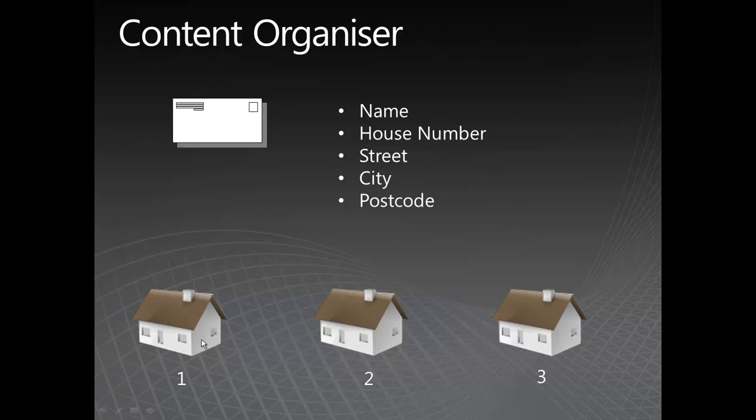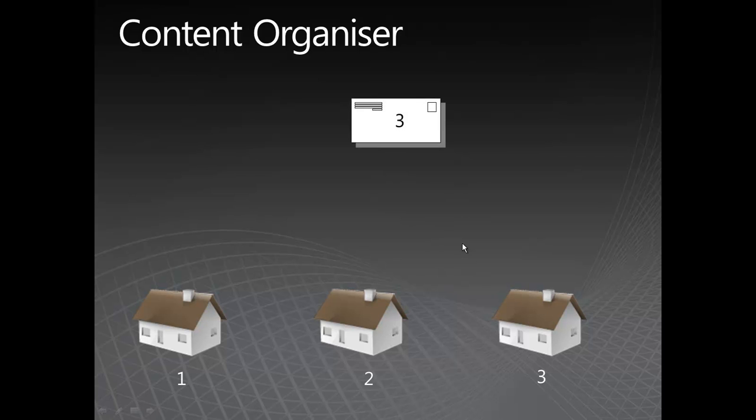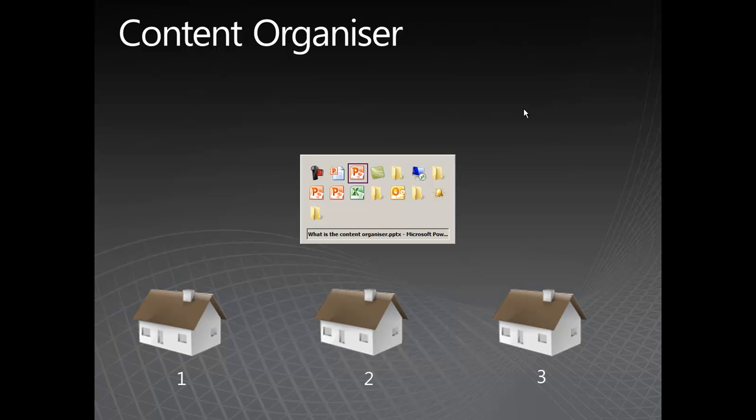So in the example we have here, we have 3 houses, and I've labeled them 1, 2, and 3. Say, for example, we had a letter here which we'd address to house 2. When we send that off, that obviously will end up in house 2, not house 1 or house 3. Similarly, if we addressed a letter to house 3 with the full address, when we send that, that will end up in house 3 because of what we've written on the envelope. And the Content Organizer works in much the same way.